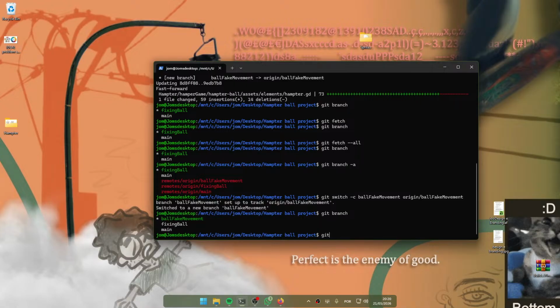Let's switch again. Git checkout fixing ball.